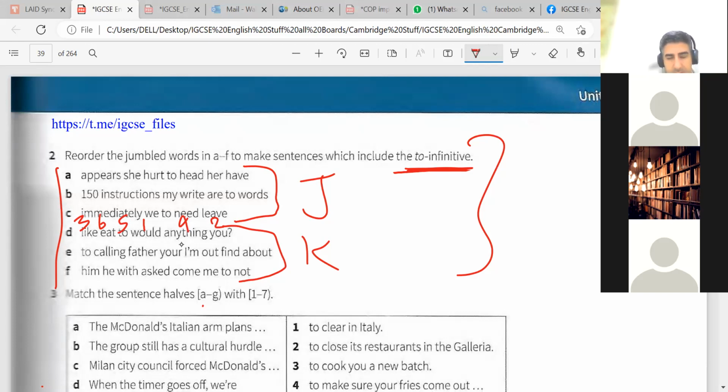Julia, do you agree with Khalid? Is it correct? Yes. Right. Okay. Khalid, continue, please. What about the next question?